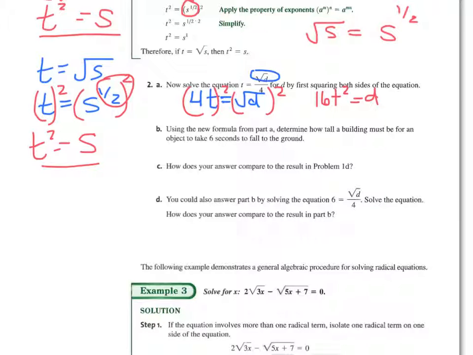Okay, so I could use that new formula now to determine how tall a building must be for an object to take 6 seconds. So now I can use this and get my actual D here. So D would be, if you do that calculation, you end up getting 576 feet. So our graph was not terrible, not exact. We said between 500 and 600 feet tall before. How does your answer compare? It's about the same, we'll say.